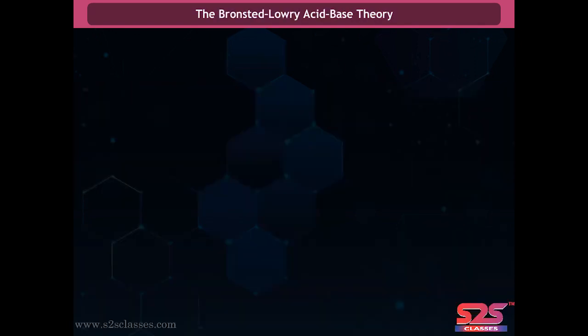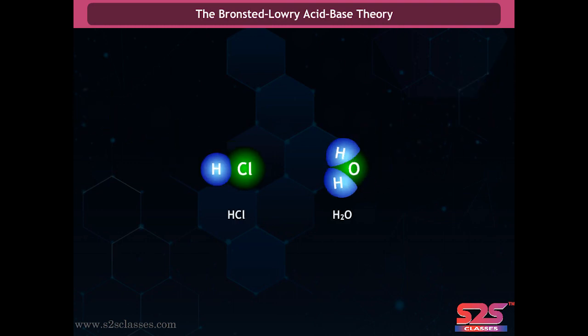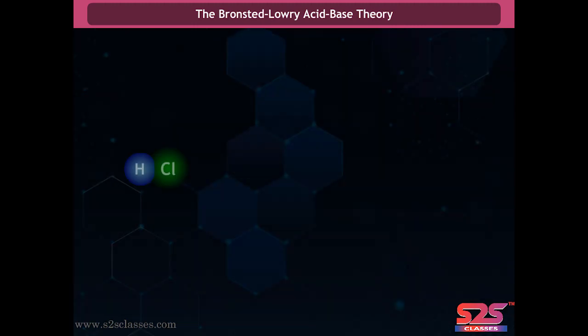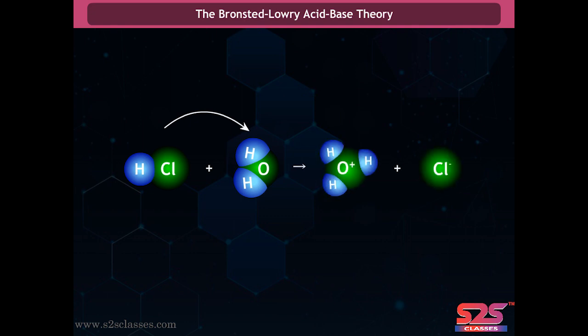The Bronsted-Lowry acid-base theory. In the Bronsted-Lowry theory, an acid is a proton donor and a base is a proton acceptor. The theory portrays the ionization of hydrogen chloride in this way. HCl plus H2O gives H3O+ plus Cl-. Here water is a reactant.